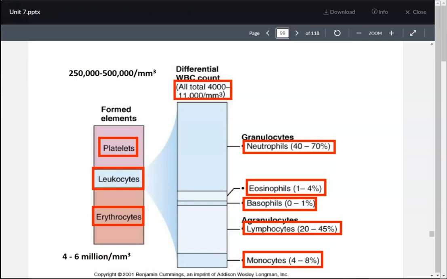Granulocytes are called that way because when you look at them under a microscope, they appear to have dots or grains. And then the other category is the agranulocytes. When you look at them under a microscope, they do not appear to have dots or grains, and those will be the lymphocytes, which will be about 20 to 45% of your white blood cell count, and then monocytes, which make up 4 to 8%.